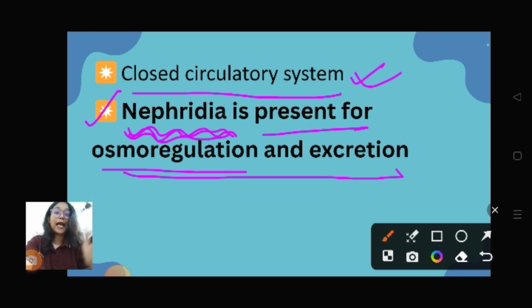But in case of Annelida, you have nephridia for osmoregulation and excretion. You just have to compare the phyla. What are the differences and what are the similarities between the phyla? Is it clear? Nephridia. Okay. This is also a unique feature to this group, this phylum.